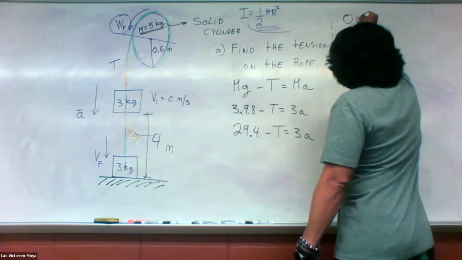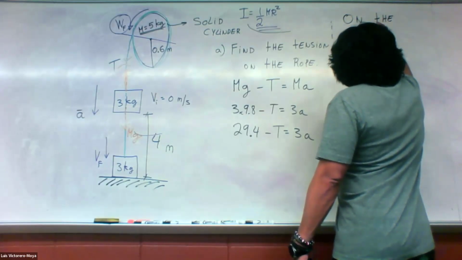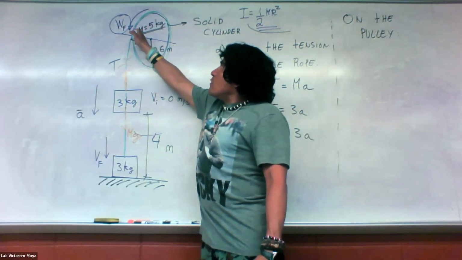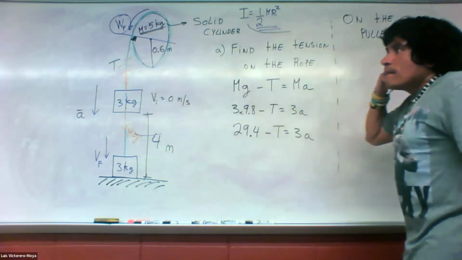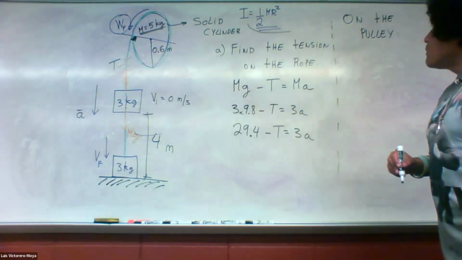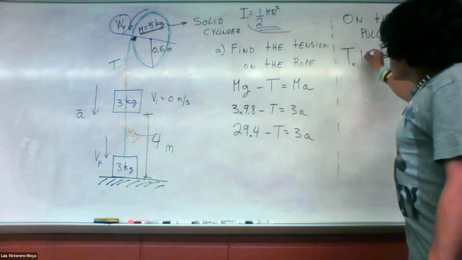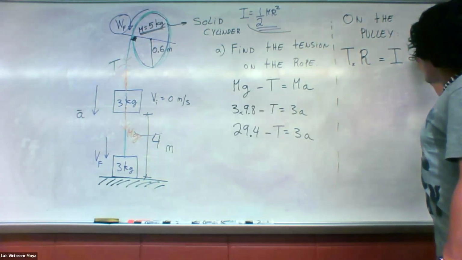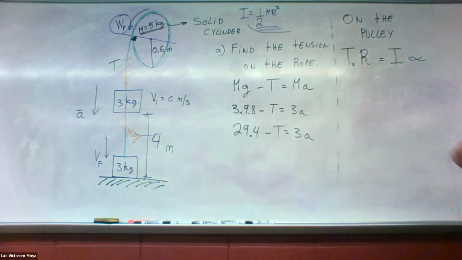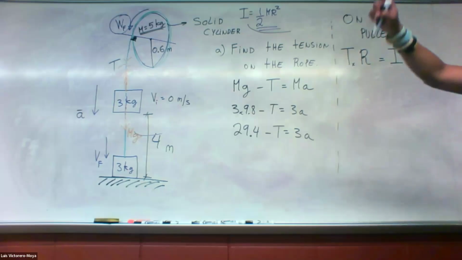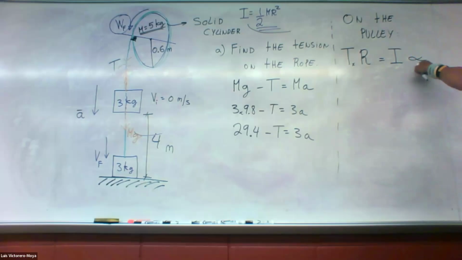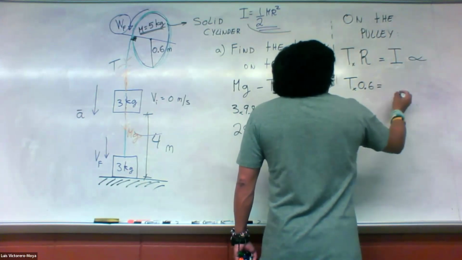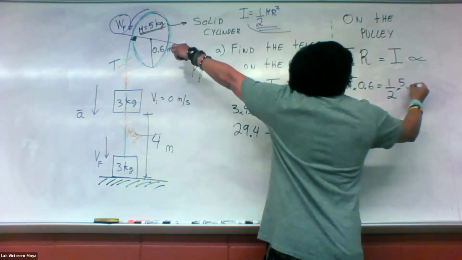So on the pulley, what's the torque due to the tension? This is 90 degrees. It's the radius. Tension times radius, r F sine of 90, which is 1, equals I alpha. And I know I, because it's a solid cylinder. So now I have the mass, now I can find I. Tension times radius 0.6 equals 1/2 mass radius squared.